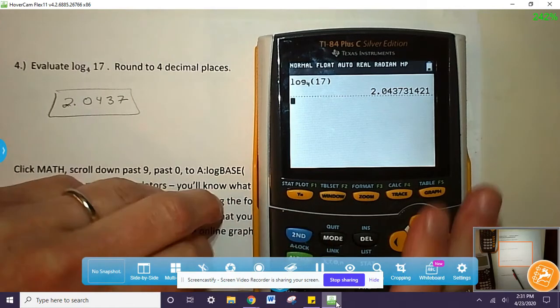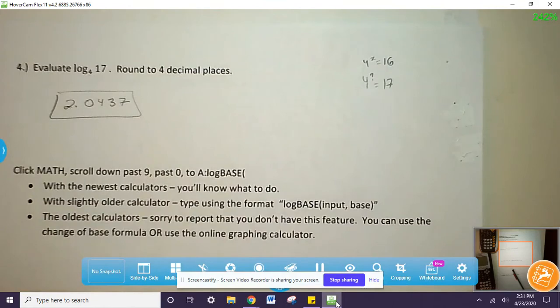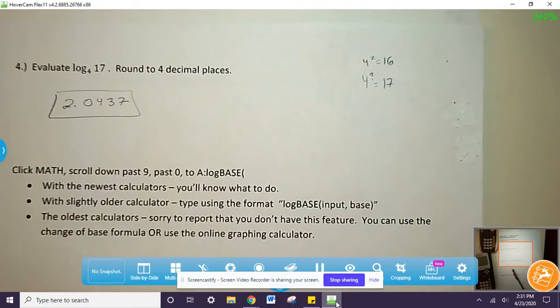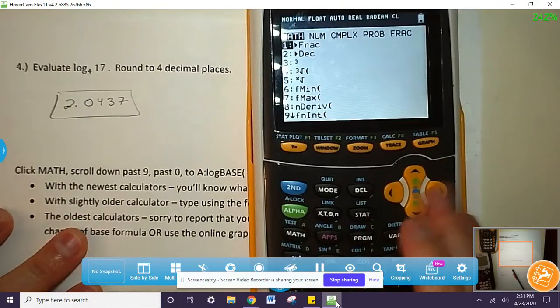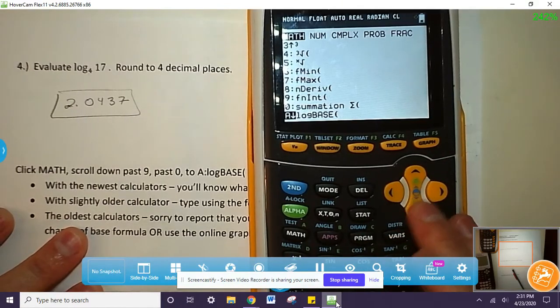Another possibility with your calculators, just to show you another thing that can happen, this is the least common, but when you hit Math, so I hit Math and I scroll down past 9, past 0 to A.